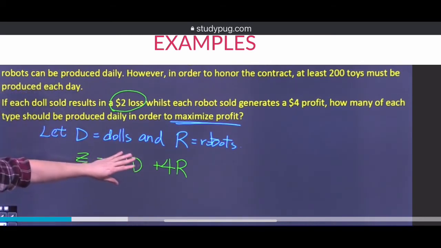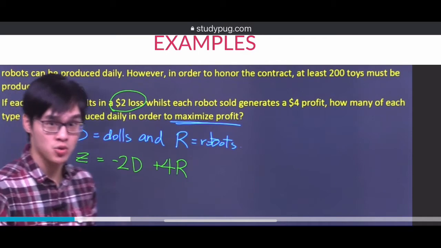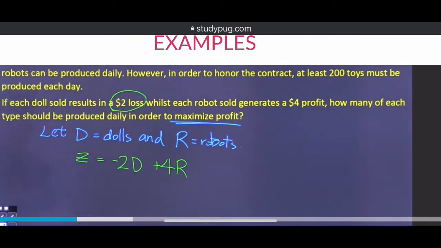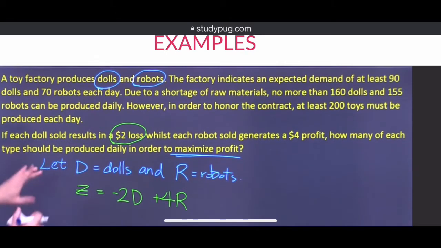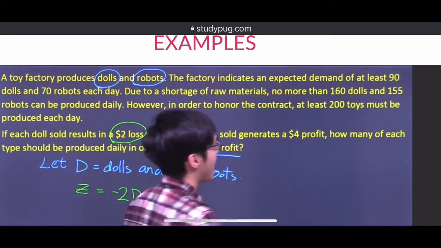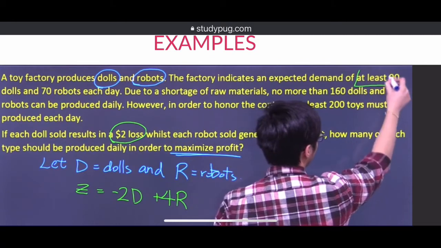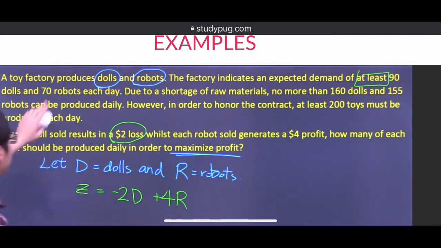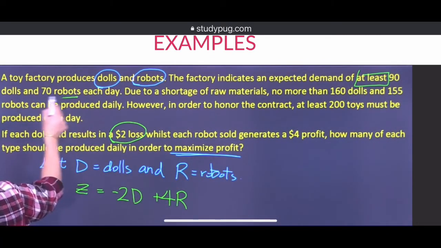Now we have the main function. Let's think about the constraints. Now the constraints here are a bit tricky. Here, first, we know that the expected demand is at least 90 and 70 for the dolls and robots, okay?